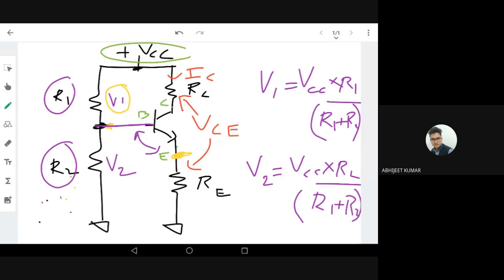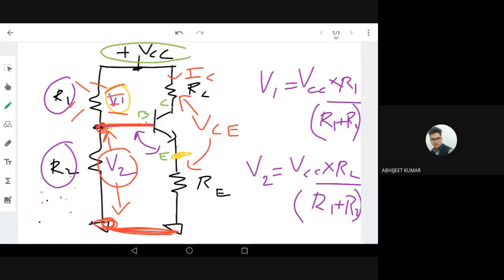Actually, whenever we are thinking of any voltage at any point, we are considering the voltage at that point with respect to the ground. So the voltage input to the transistor is V2, not V1. Why? Because V2 is going to the base with respect to the ground. So between the base and ground, I have V2, not V1. V1 is floating. V1 is just dropping across this R1. It has nothing to do with the transistor input.